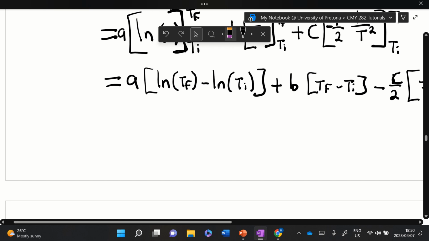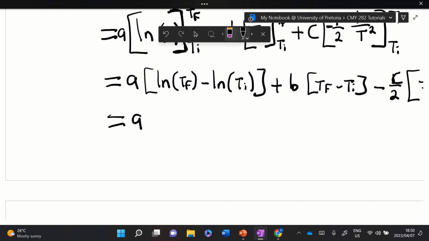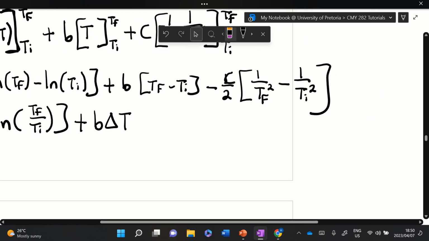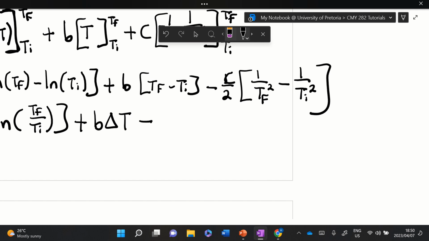Here we use our logarithmic rules, so the ln of A minus the ln of B becomes the ln of A over B. So like that, but then of course you don't write A and B, you write Ti and Tf. Goodness sake, I need to sleep. Then B delta T, because that's what delta T's definition is. And this one I can't really simplify much more, so it just becomes minus C over 2 times 1 over Tf squared minus 1 over Ti squared.